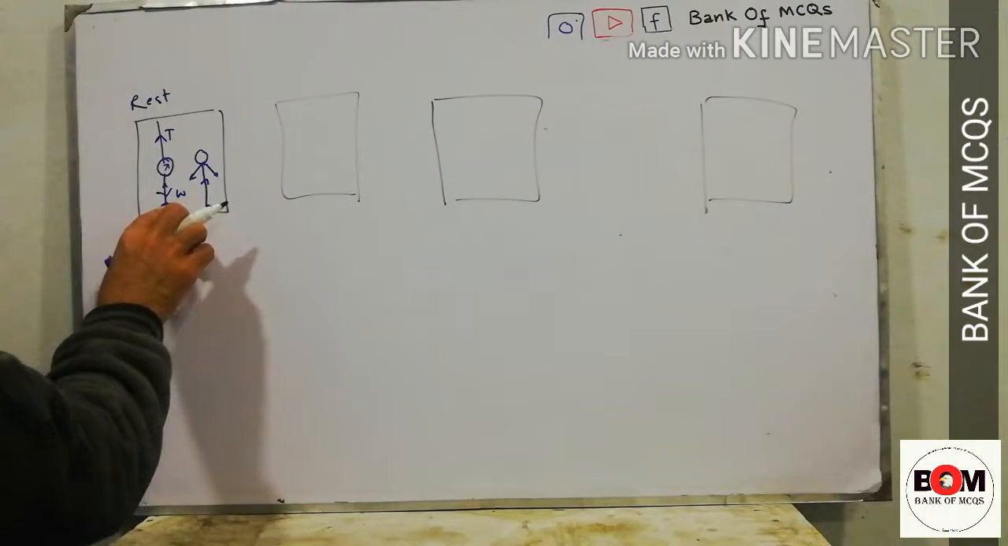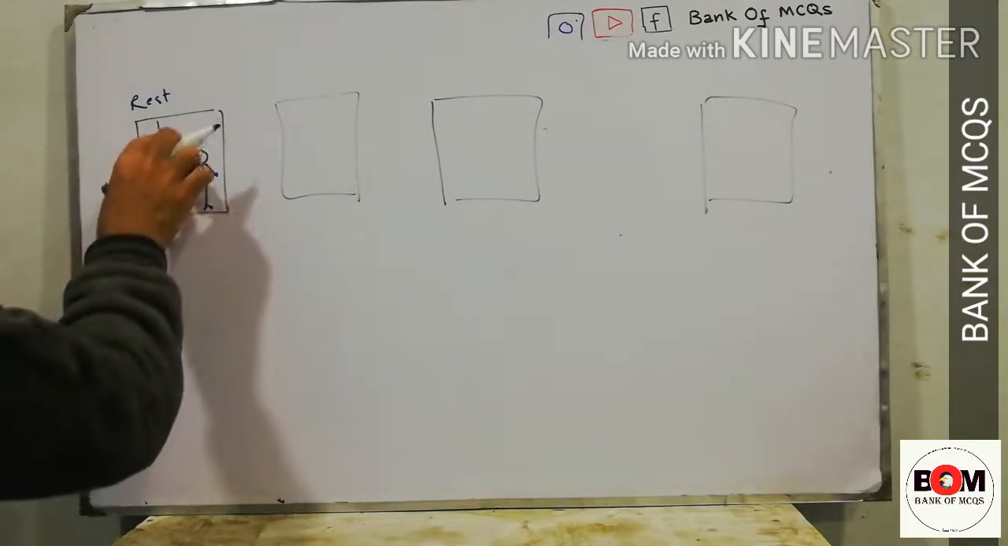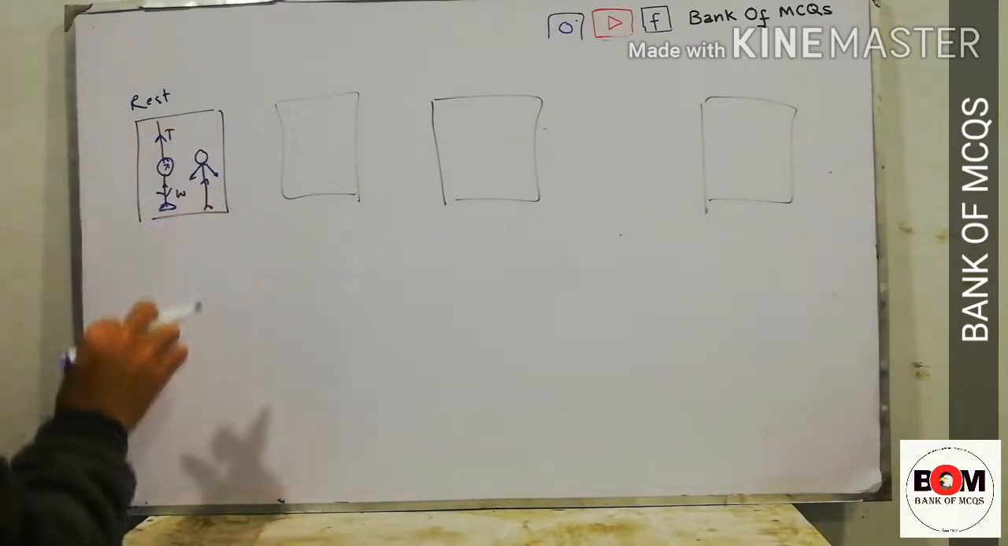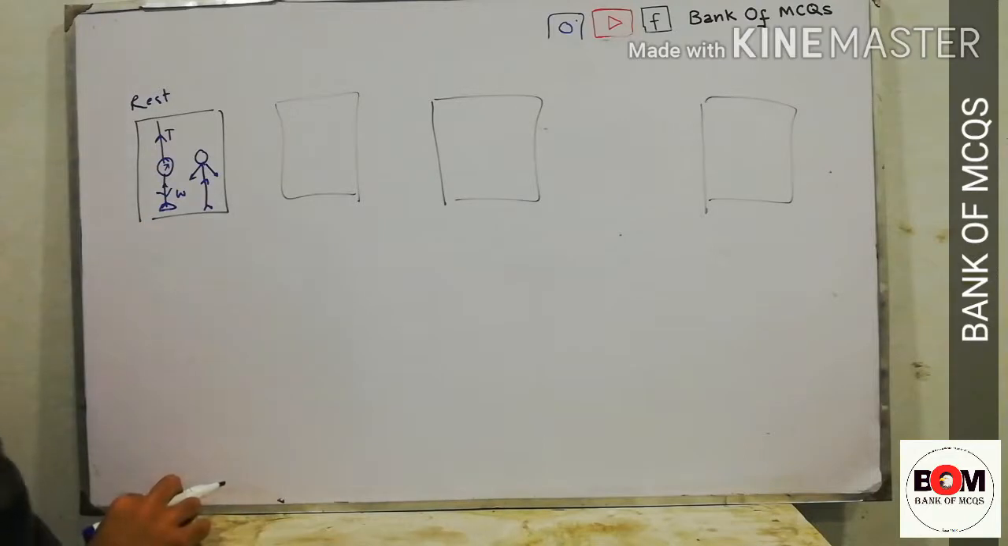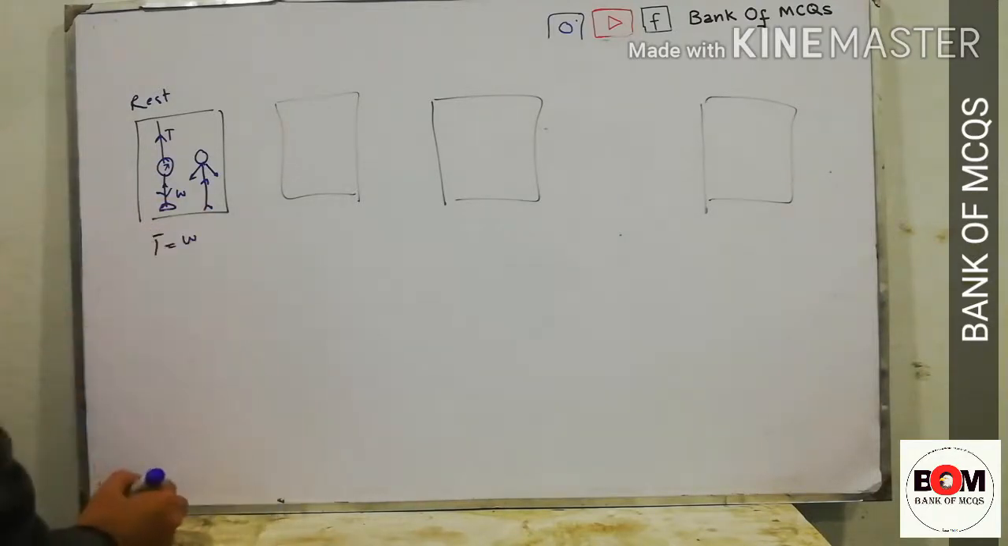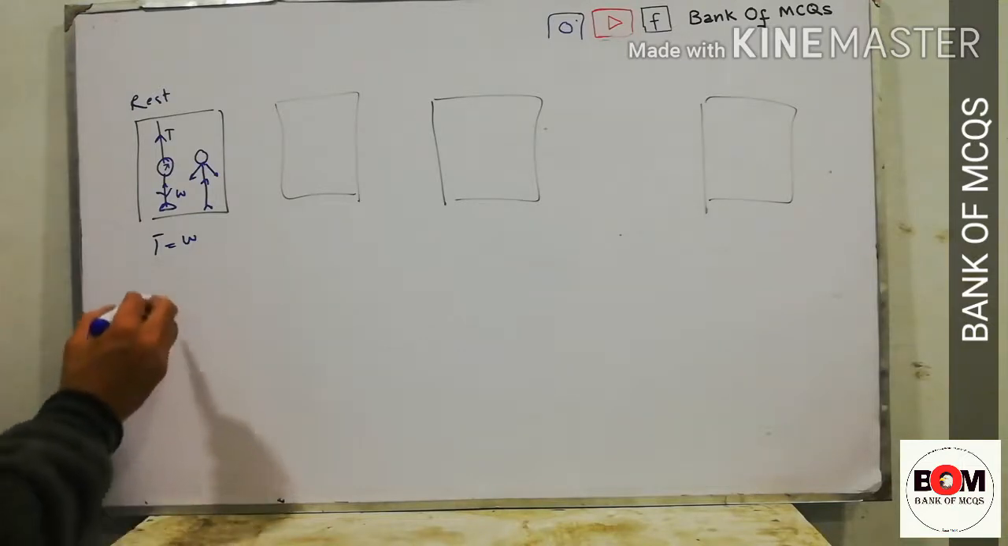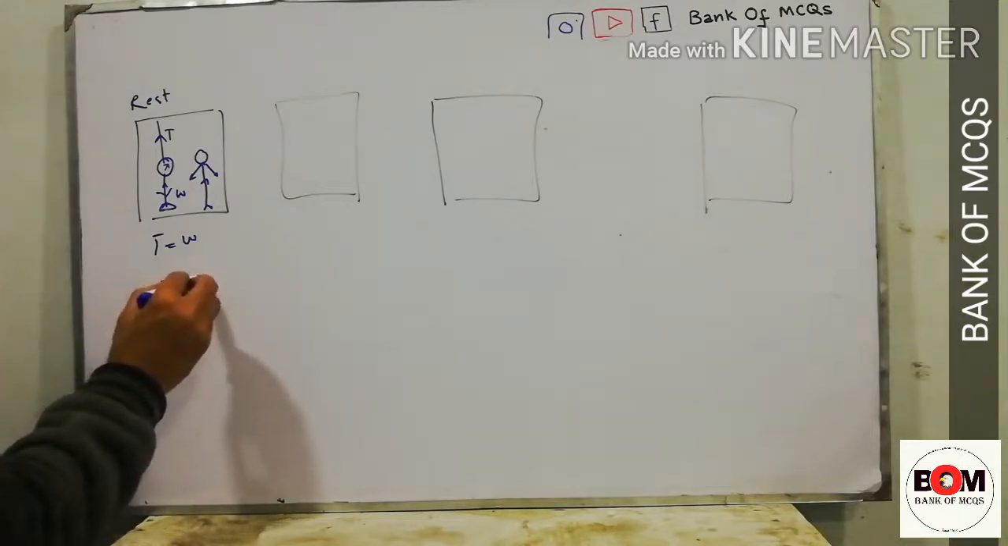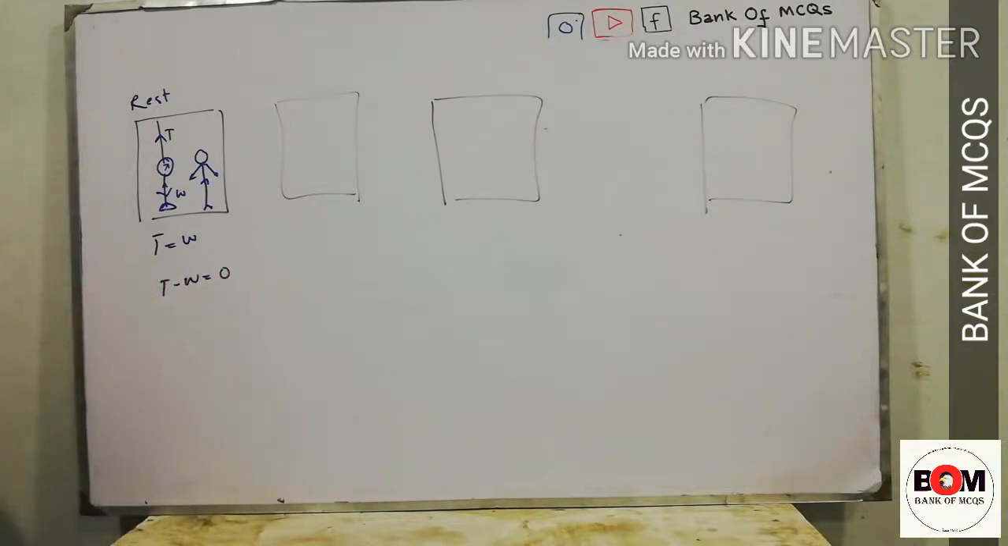So this is the weight measured by the balance. The upward force is tension and the downward force is weight. As it is at rest, T will be equal to W, or T minus W is equal to 0.